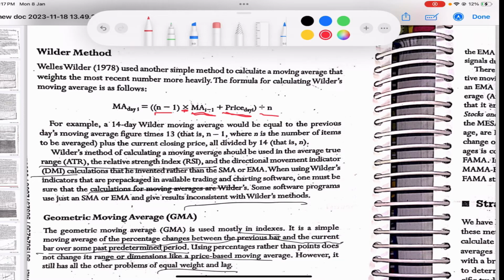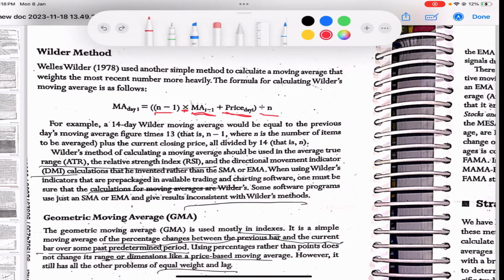Now, what exactly is this? If you think about it, a 14-day Wilder moving average would be equal to the previous day's moving average. So n is 14, n minus 1 would be 13, and plus the current closing price. This is the closing price. So keep that in mind.